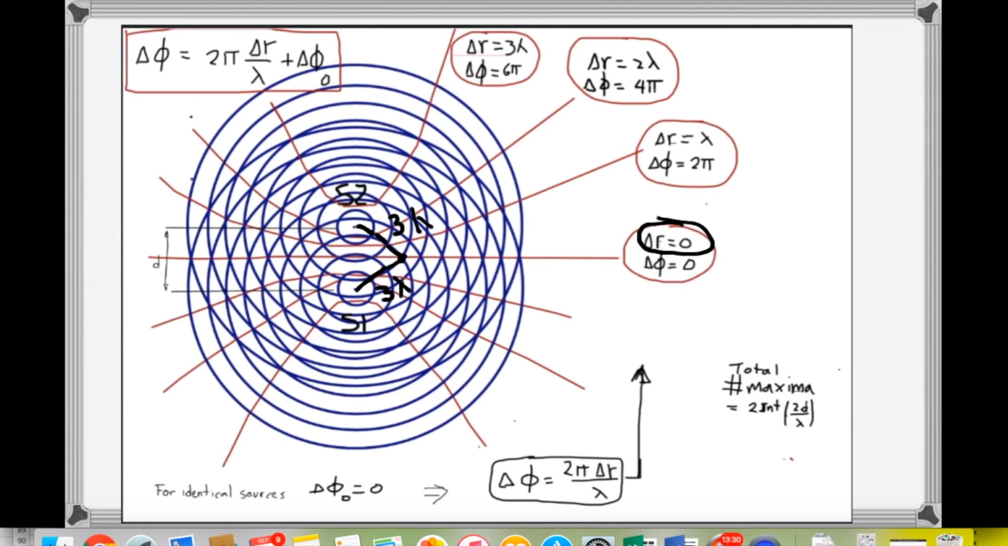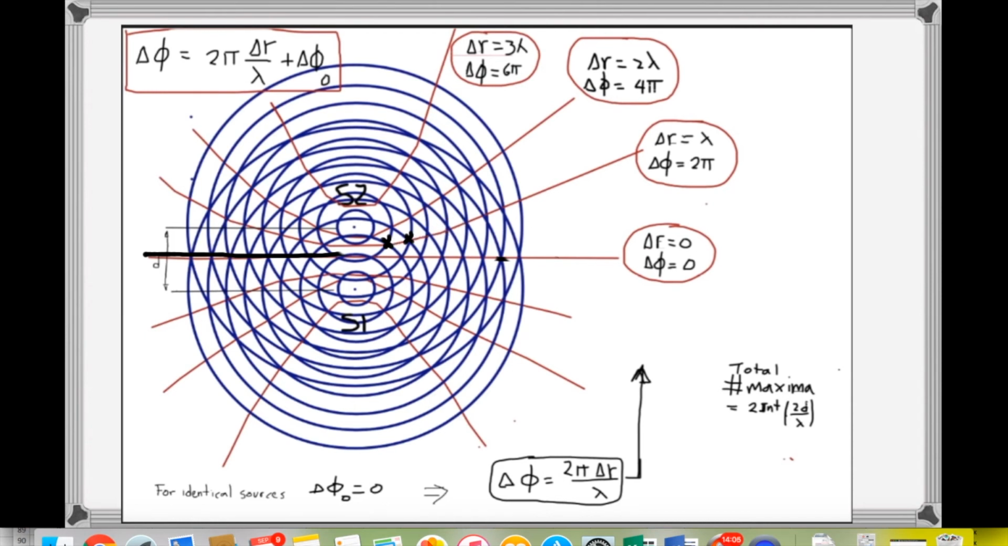Any point along that red line, like this point, or this point, or this point, or any point in between, has a difference in path length of 0, and therefore a difference in phase of 0. So all of the points along that line that bisects the two sources have a difference in phase of 0, and therefore there is constructive interference everywhere along that line.